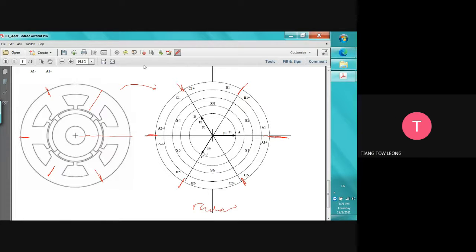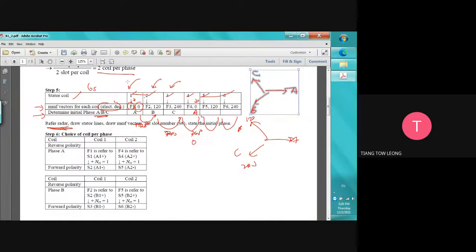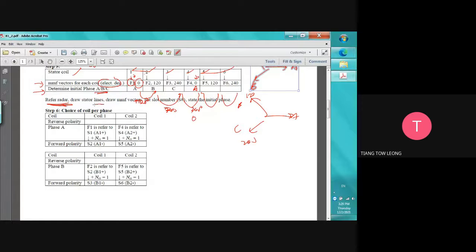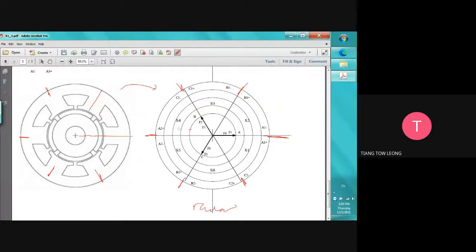And then, just forget about all the values and writing here. Assume it is blank. Then we need to draw the stator line. After we draw the circle, 1, 2, 3, 4, 5 circles, then we need to draw the lines. This 1 line, 2 line, 3 line, 4 line, 5 line, 6 line represent teeth 1, teeth 2, teeth 3, teeth 4, teeth 5, teeth 6.